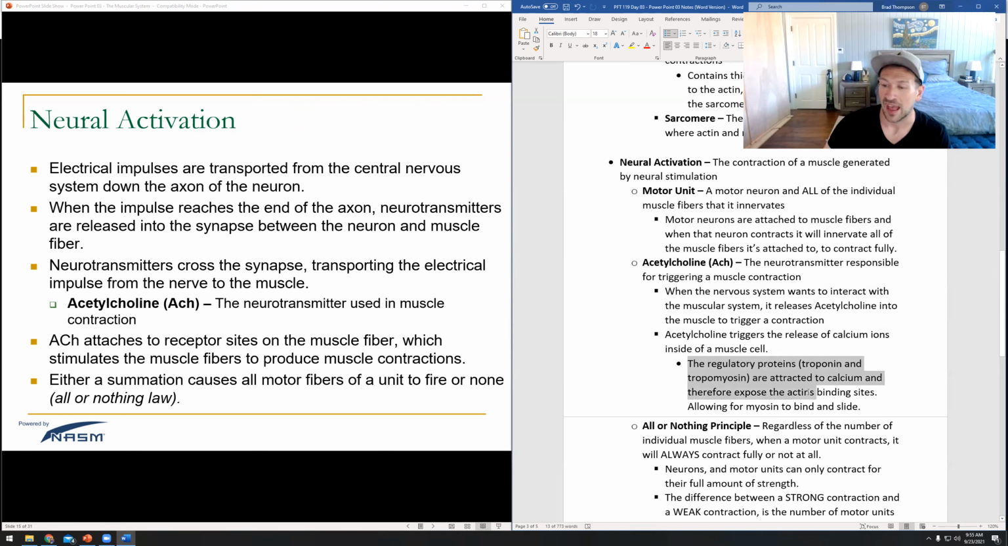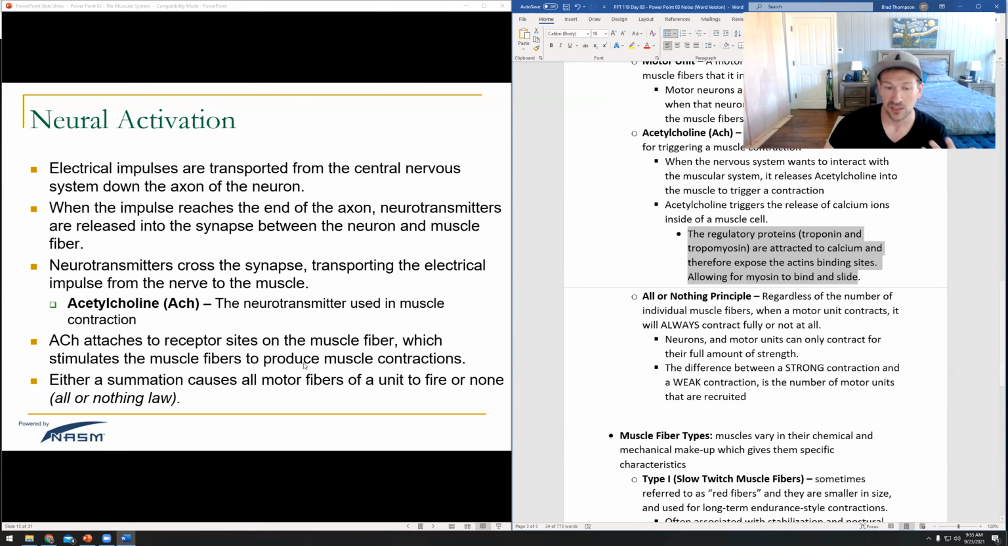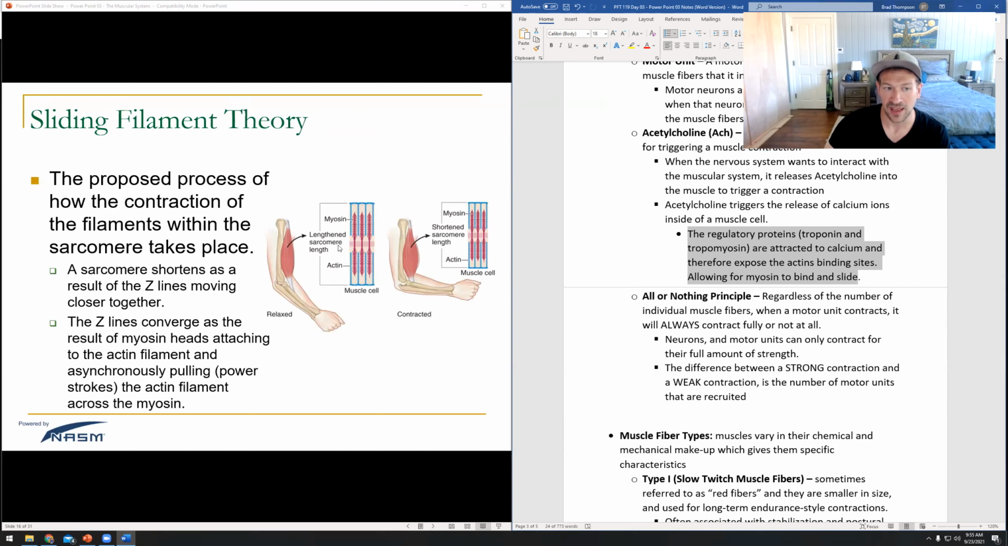Now actin's binding sites are exposed, which allows myosin to bind and grab that binding site. Then we will see the sliding happen in what is called the sliding filament theory, or the sliding filament model, whatever you want to call it. And that will actually occur. So you can see this sarcomere here is going to shorten, and there's just going to be less space from end to end here.